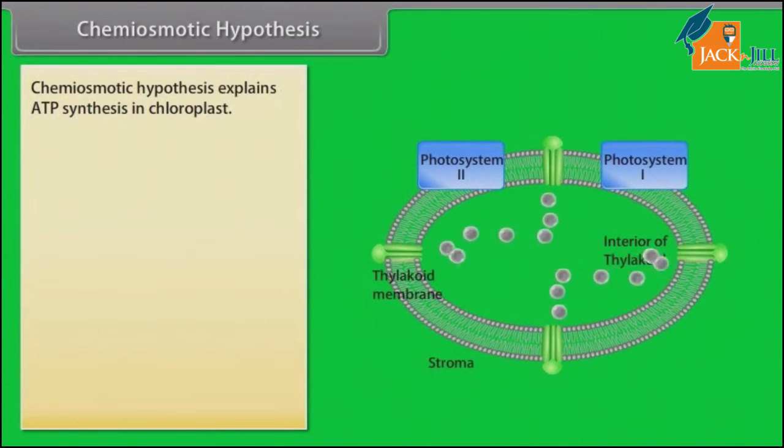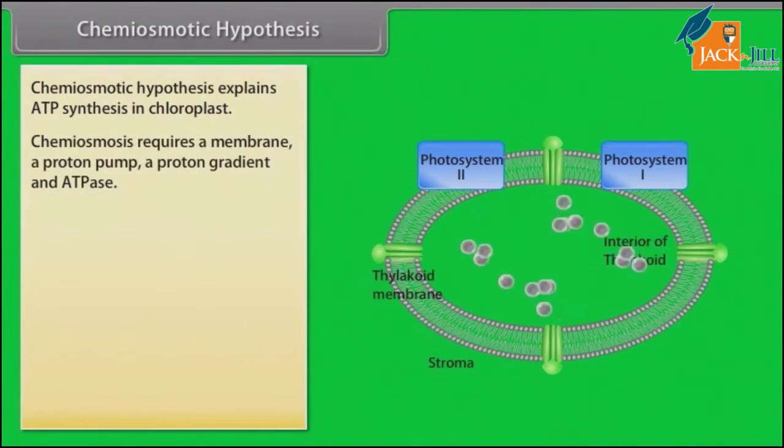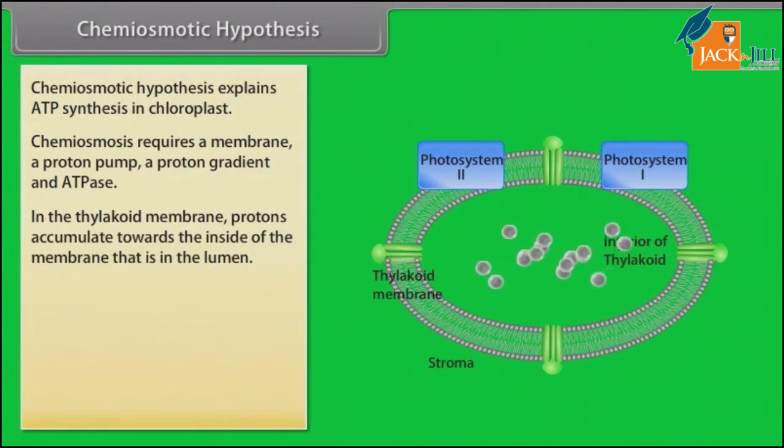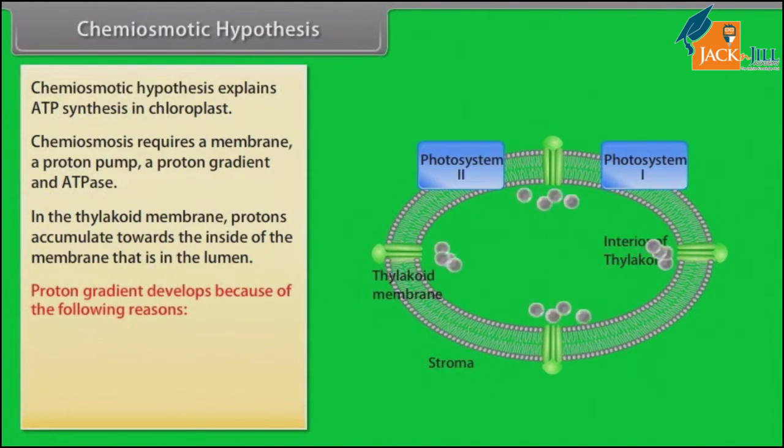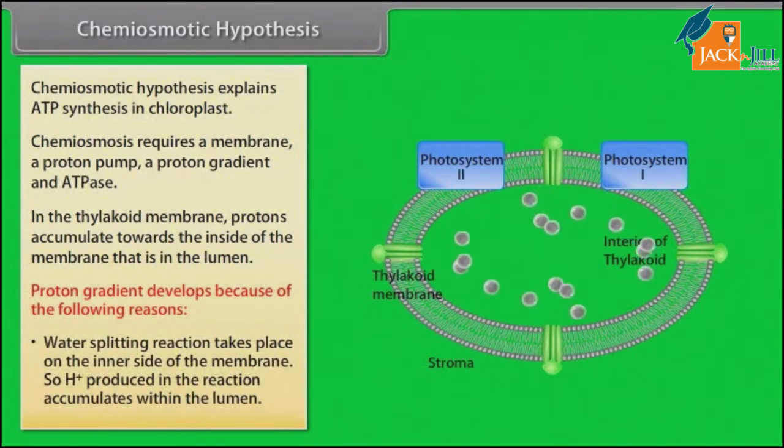Chemiosmotic hypothesis. Chemiosmotic hypothesis explains ATP synthesis in chloroplast. Chemiosmosis requires a membrane, a proton pump, a proton gradient and ATPase. In the thylakoid membrane, protons accumulate towards the inside of the membrane, that is, in the lumen. Proton gradient develops because of the following reasons. Water splitting reaction takes place on the inner side of the membrane. So, hydrogen ions produced in the reaction accumulate within the lumen.